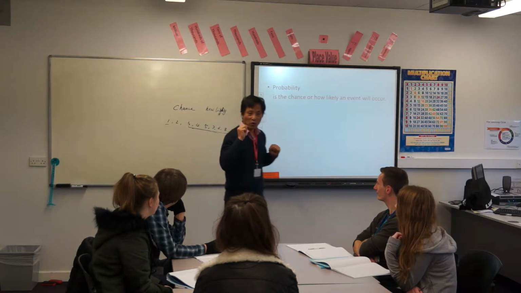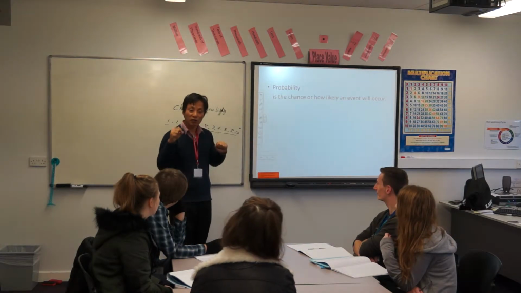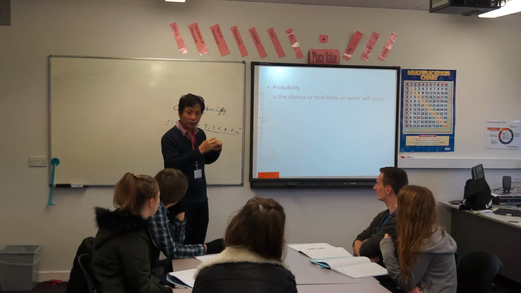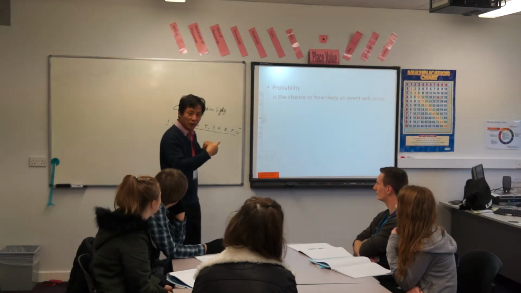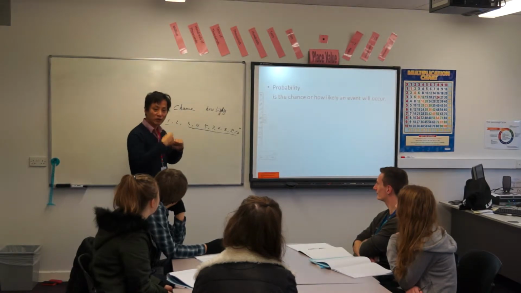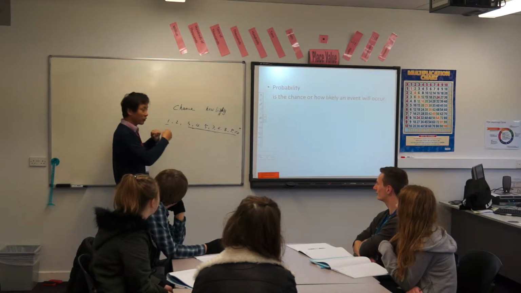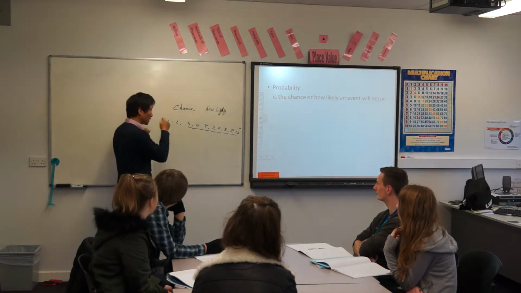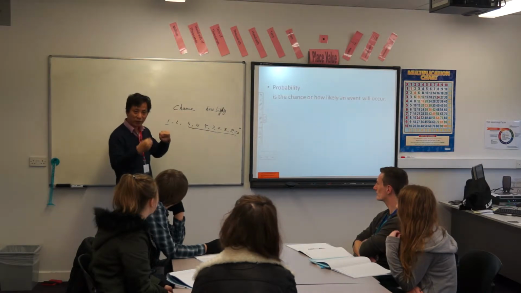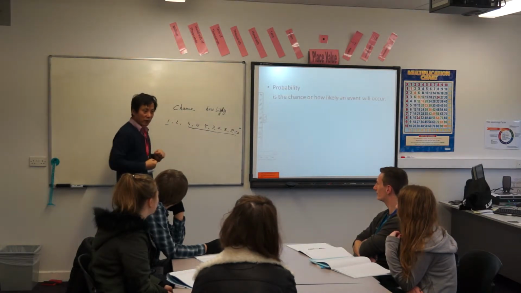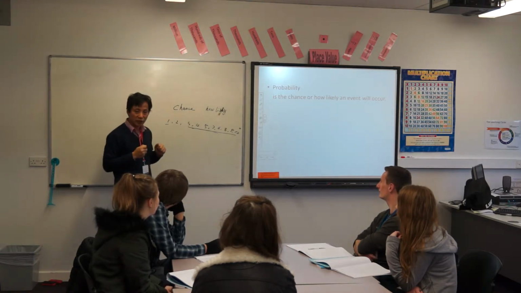When we compare, we say one is large, one is small. That means a number is large or a number is small. So we want to put a number on the chance. We want to use a number to value whether it's large or small. So which number can we use to represent the chance?